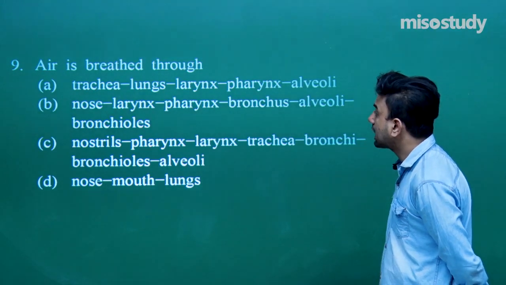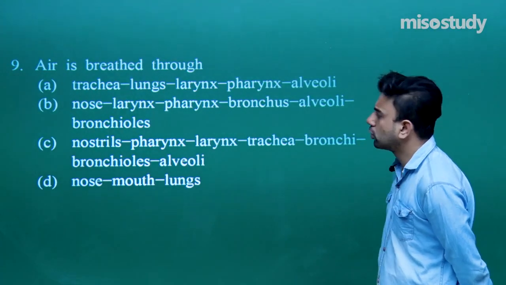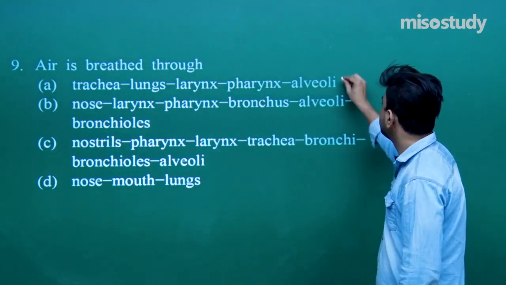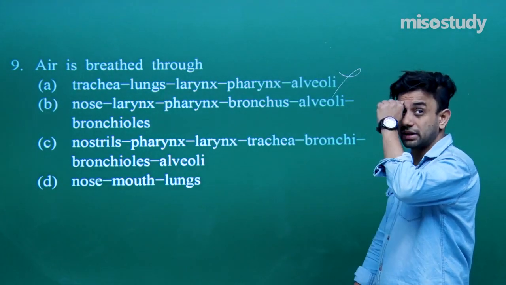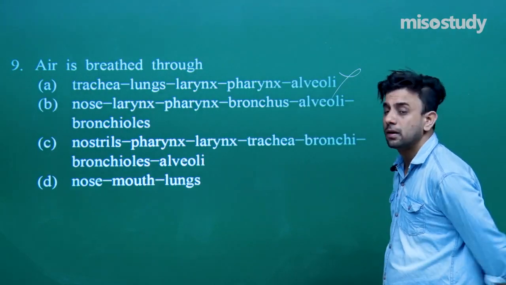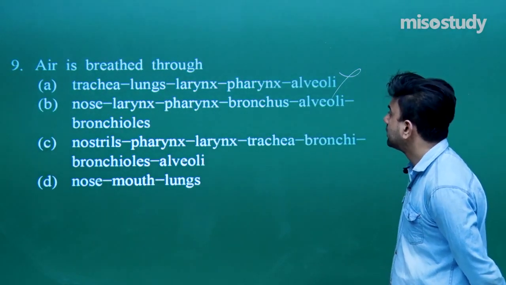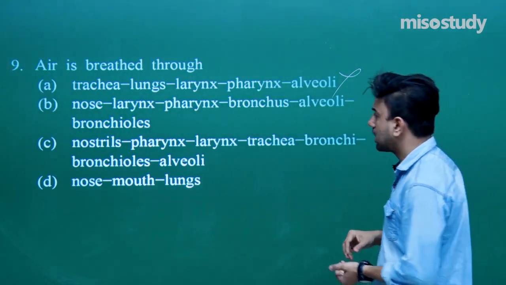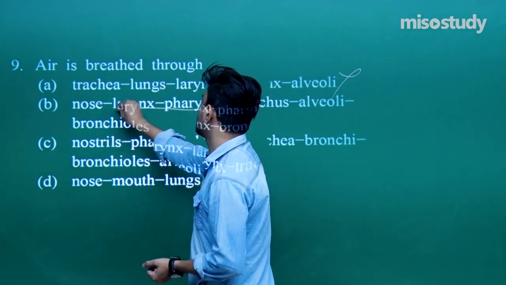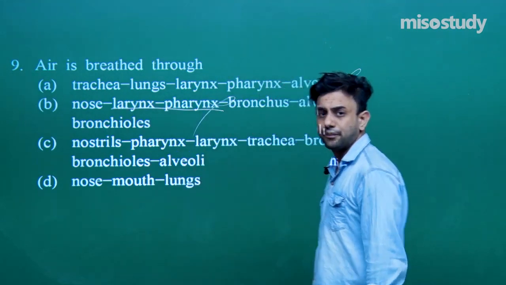So, the first option, trachea, lungs, larynx, pharynx, alveoli, does not make any sense at all. Then the next one, nose, larynx, pharynx: the larynx comes before the pharynx? How is this possible? So this is again wrong.